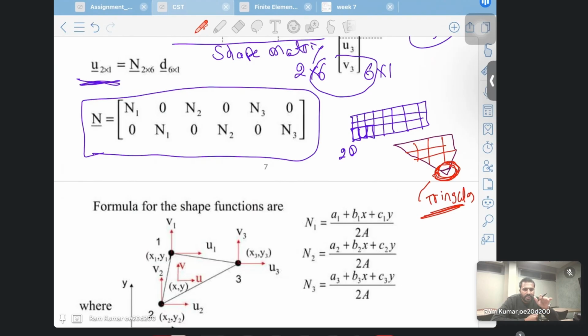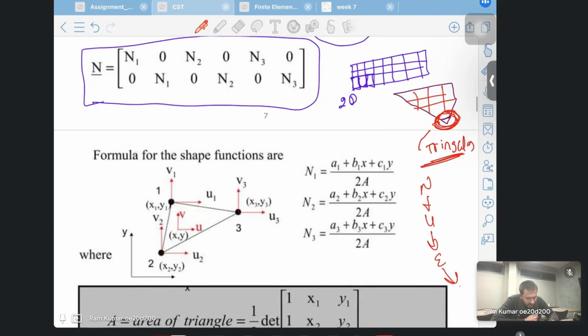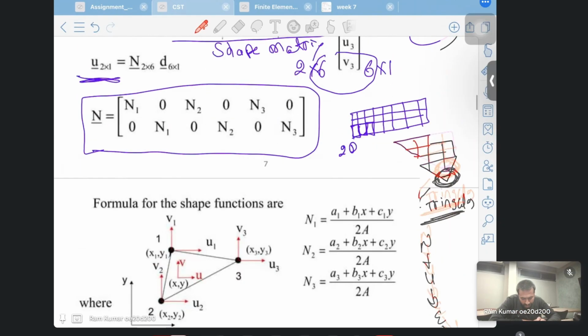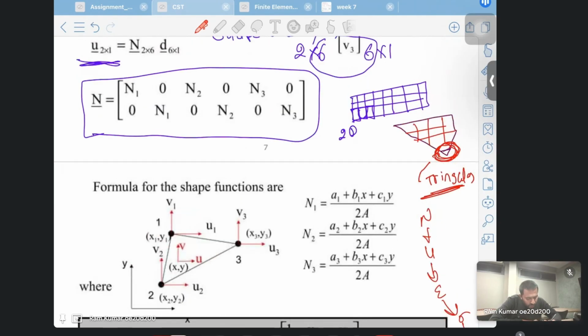What is the displacement change between two positions? Before finding that displacement, I will find the shape function. So shape function, then displacement, then strain, then stress, then force, everything we can find. This is the one procedure we have to follow. So first, we are going to find the shape function, then displacement, then strain, then stress, then force. First we are going to learn how to find the shape function for any triangle element.